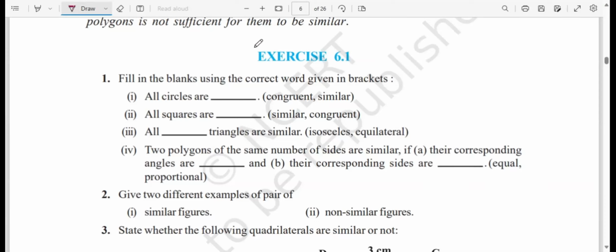Okay, welcome back. This is the third lecture of Unit 6. So, we will discuss exercise 6.1.